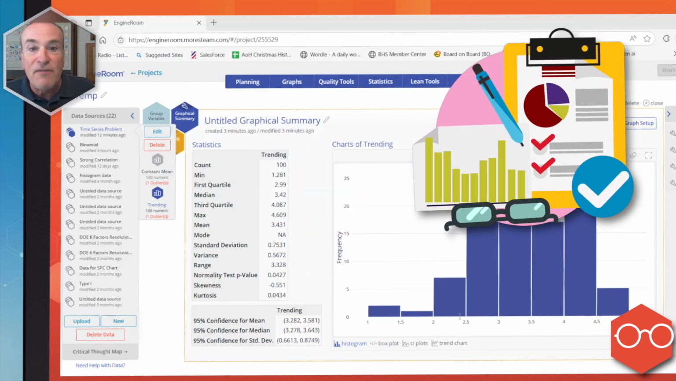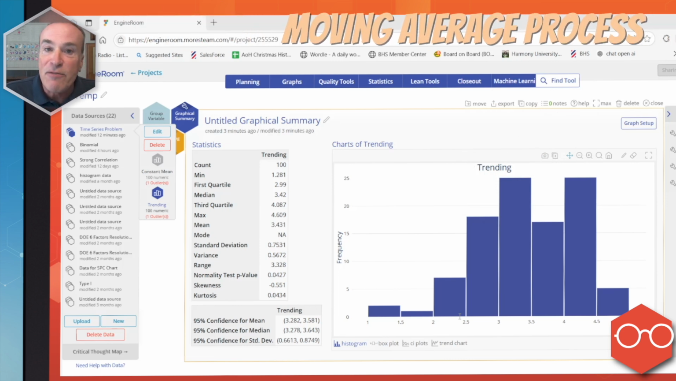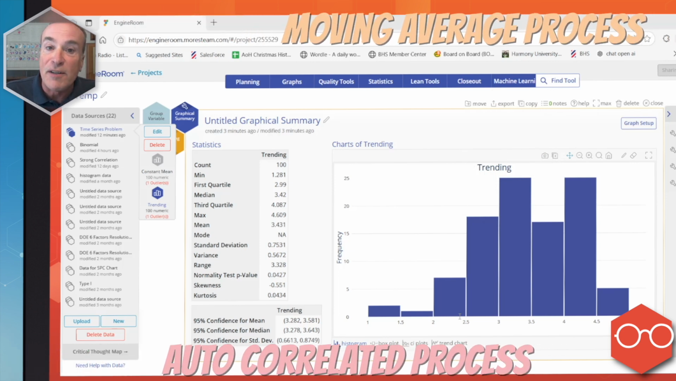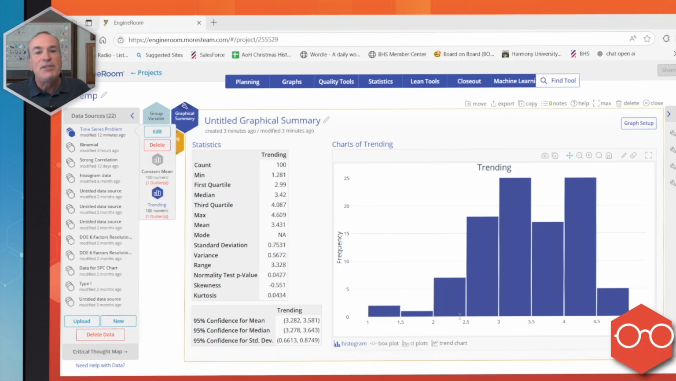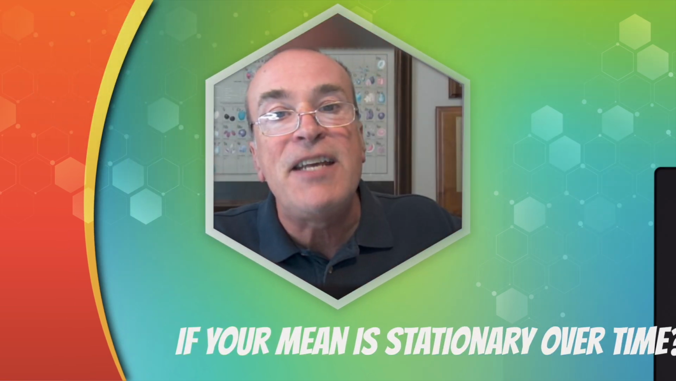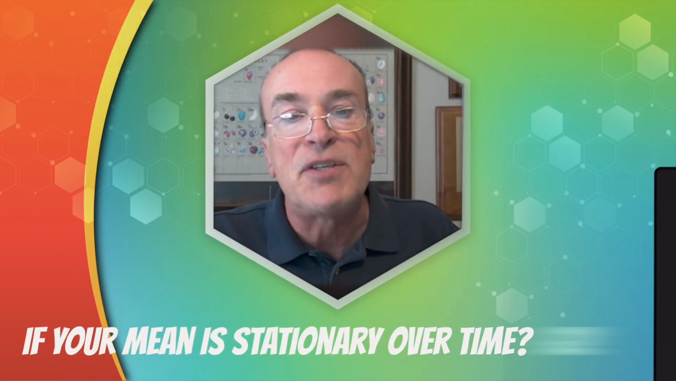Likely, your data follows either what's called a moving average process or an autocorrelated process. And it's more likely the latter, autocorrelation. Very fancy term, but it's higher level statistics. So if you have data like that, you probably need to seek out somebody within your company that has more background in time series data. All right. But if your mean is stationary over time, all systems go. So be careful out there. The streets are messy and so is data. But remember, there's always a way.